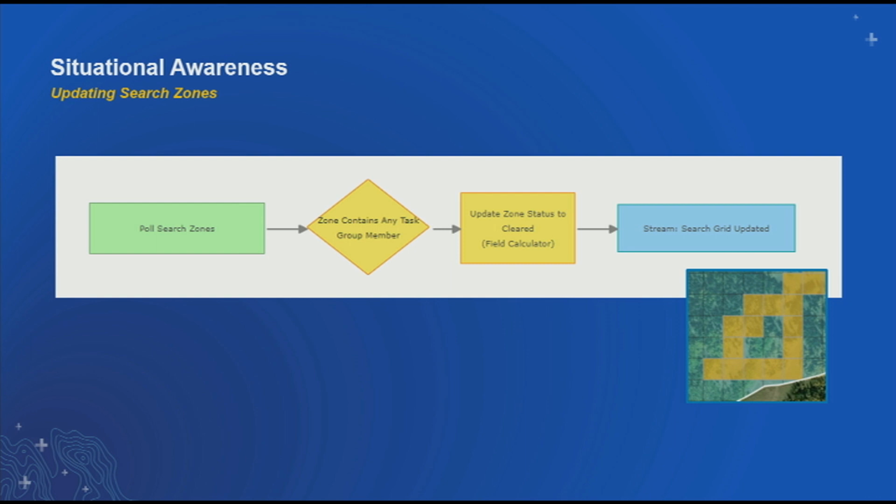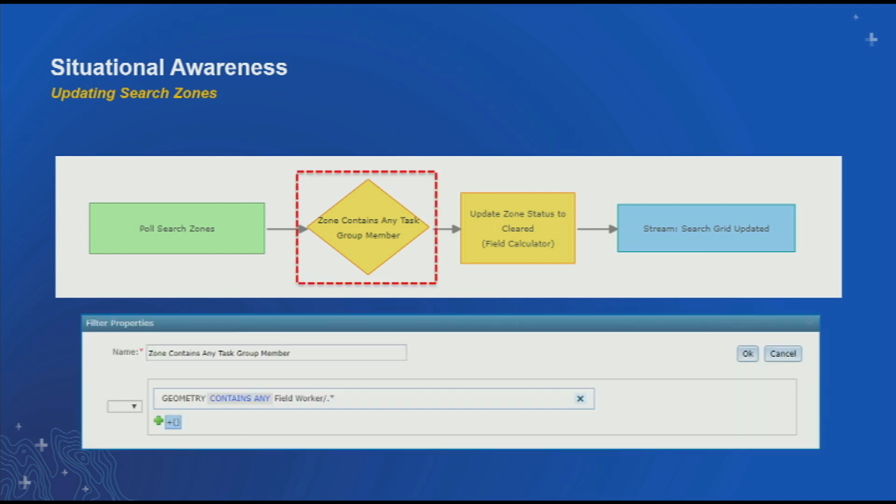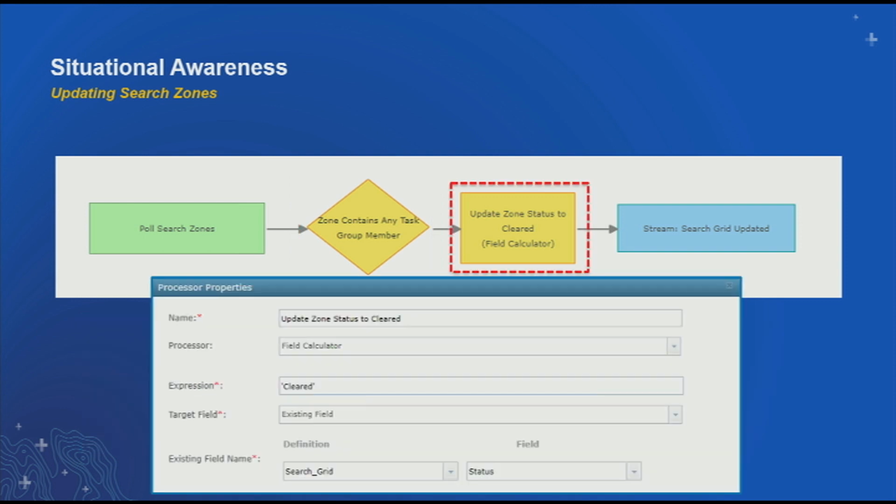So in that filter, that yellow diamond there, we can see whenever a zone contains any one of those individuals as a point, we can pass that record to our field calculator, where we then change the status of that zone from a default of not cleared to cleared. Then when we pass that information to our stream service, the web map client can symbolize that accordingly based on that cleared or not cleared status. That's how we get that orange to blue effect.